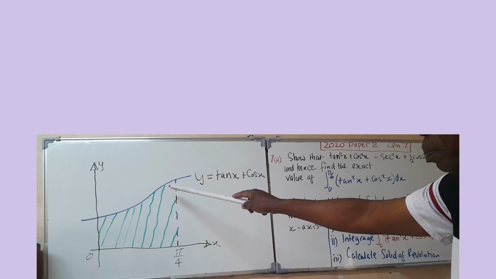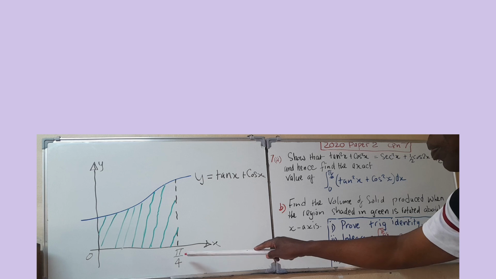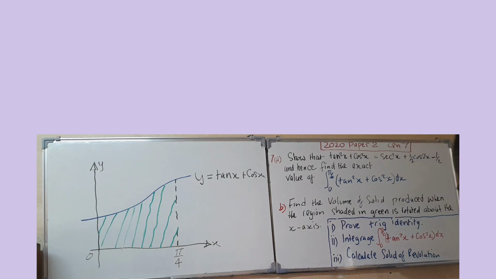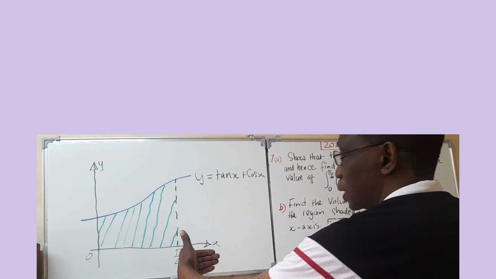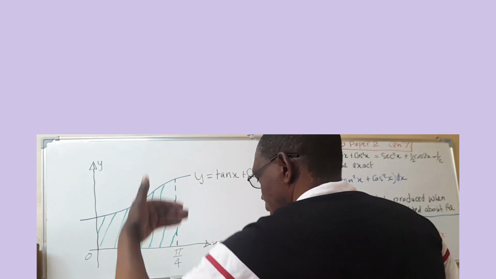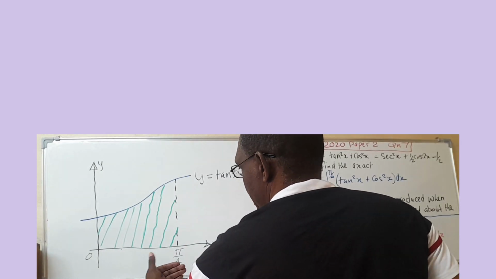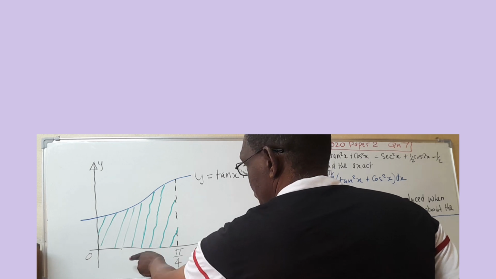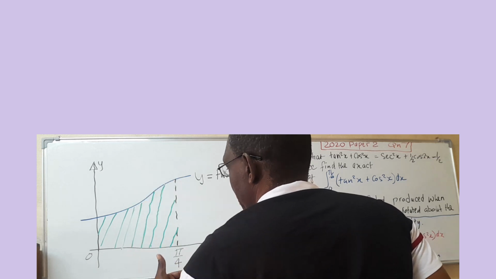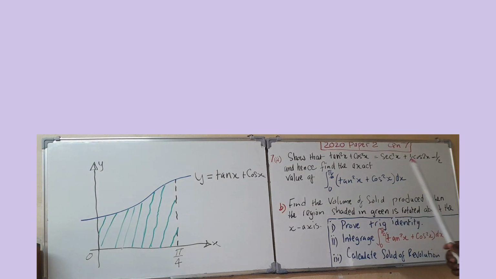The graph is in blue, and the boundary of the area is the line x equals pi over 4, and the y-axis. What they are talking about here is the volume produced when you rotate this region a complete revolution about the x-axis, in other words, as if the x-axis was an axle. When you rotate this one complete circle, it produces some kind of solid, and we need to find the volume of that solid.